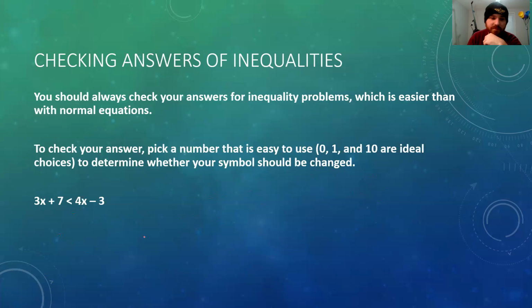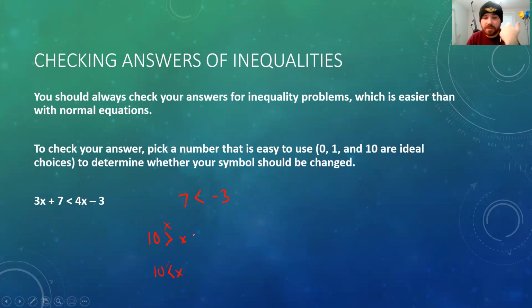If instead I had for some reason gotten that 10 is greater than x, what I could do is just plug in 0. So if I plug in 0 here, I would have 3 times 0, which is 0, plus 7 is less than 4 times 0, again 0, minus 3, which is negative 3, and 7 is not less than negative 3, so we know this wouldn't work, so we would just need to flip this symbol around.